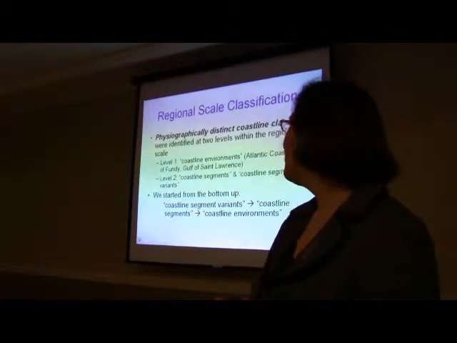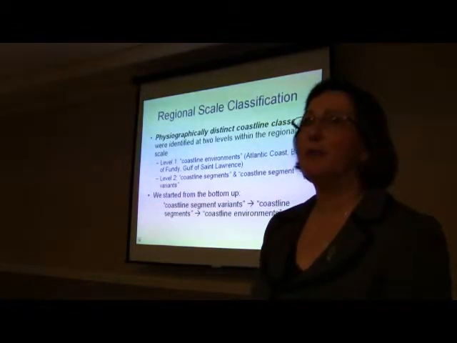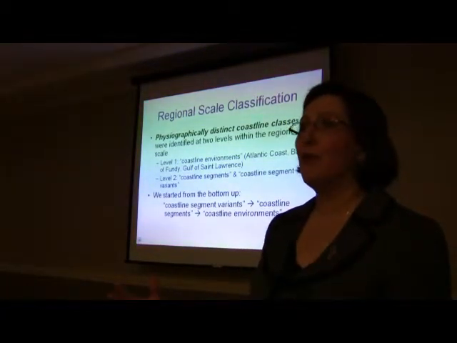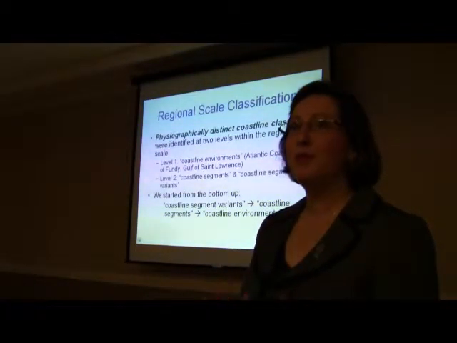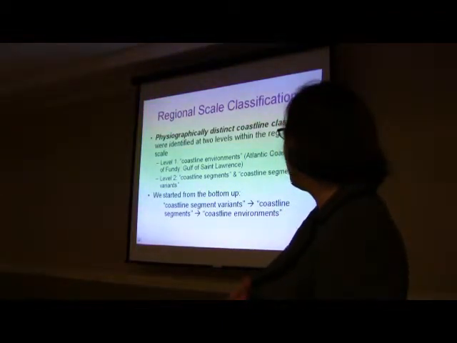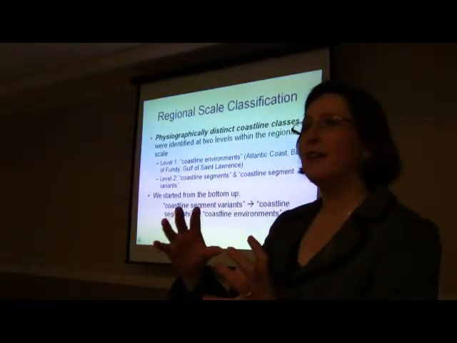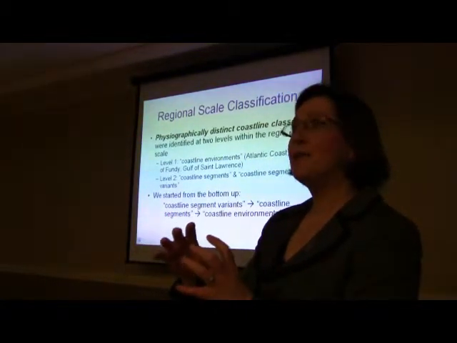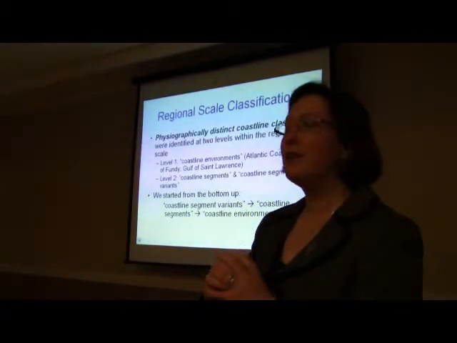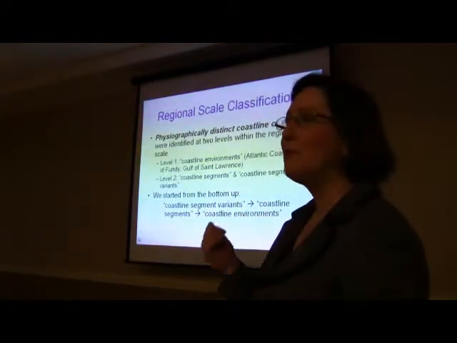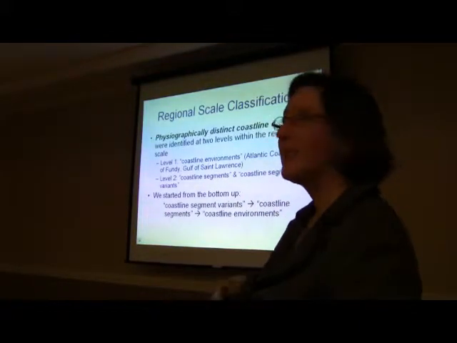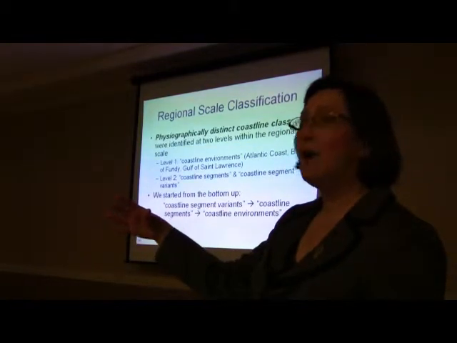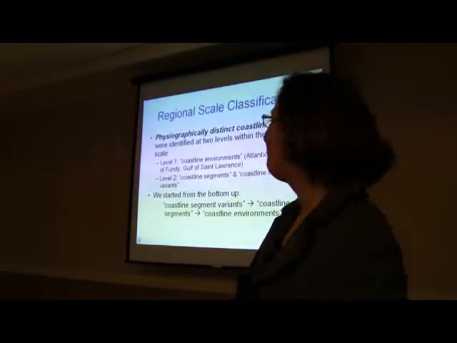And the reason why we came up with those 2 is because we started from the bottom up. We actually started with the coastline segment variants and had quite a number of them and felt that that was really too many to work for the Marine Protected Area Network planning. So we could see that certain coastline segments adjacent to each other were quite similar and could actually be lumped into a single unit, and that is our primary unit of classification. It's called coastline segments, and from there all of those coastline segments could be combined to form the coastline environment.